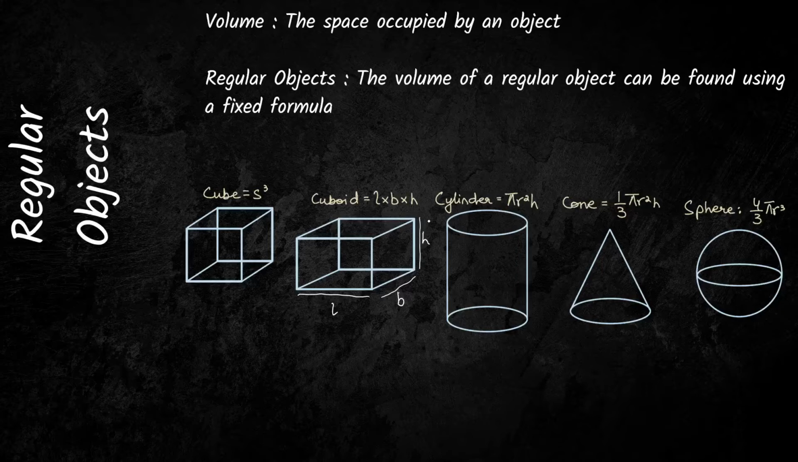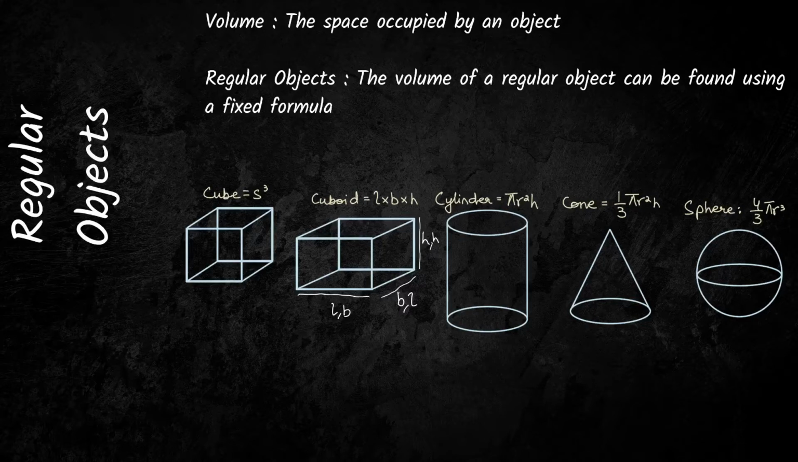It doesn't really matter in which order you put them. You can assume that this right here could be the breadth, this right here could be the length, and this right here could be the height, or any other combination is completely fine. It doesn't really matter. 2 times 3 or 3 times 2 doesn't make a difference.